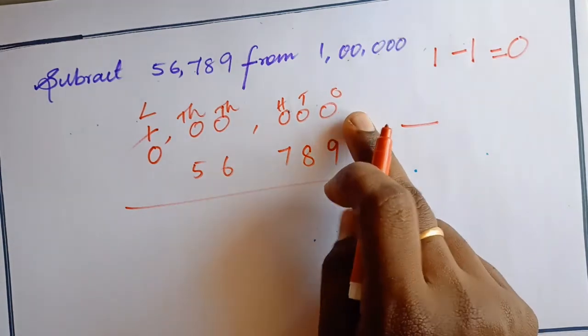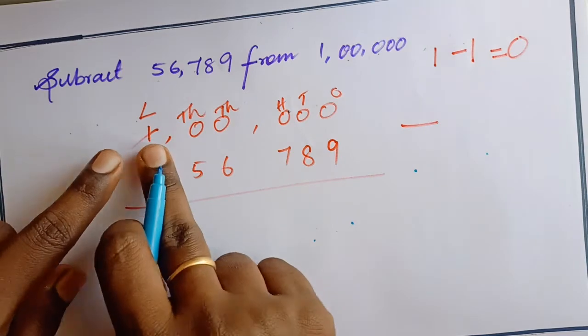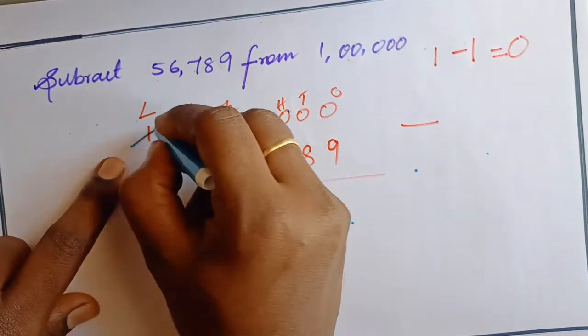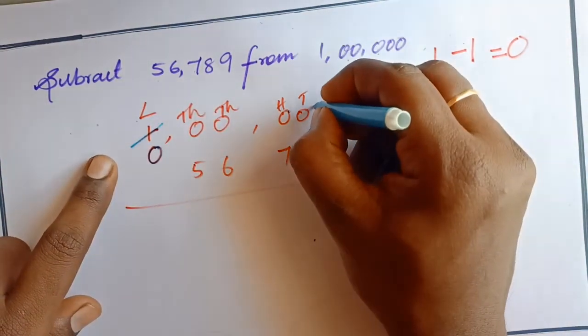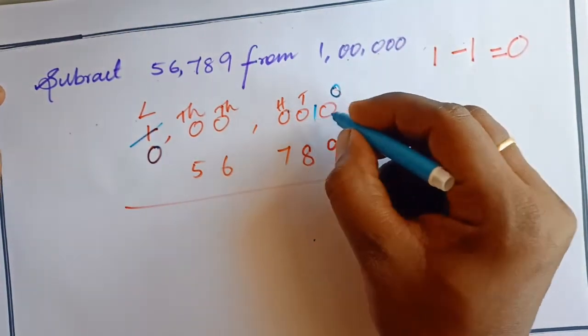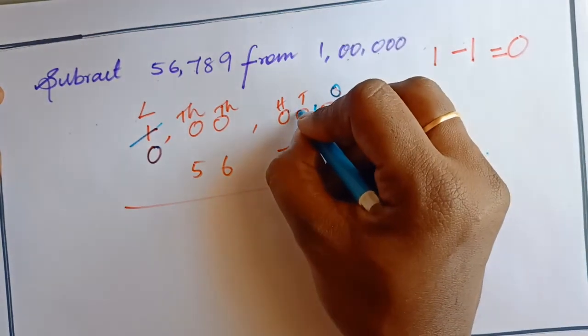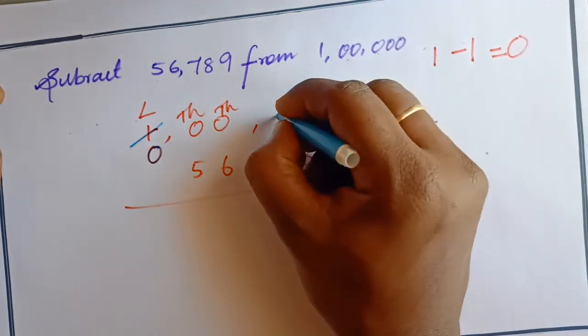Now what does this 1's place become? I am borrowing 1 from this lakh, cutting it and writing 0 here. So 1 will come here in the 1's place. This is the 1's place, na. So 10 minus 10, what is the answer? Then what will come here? Cut and write 9 here, and 9 here.